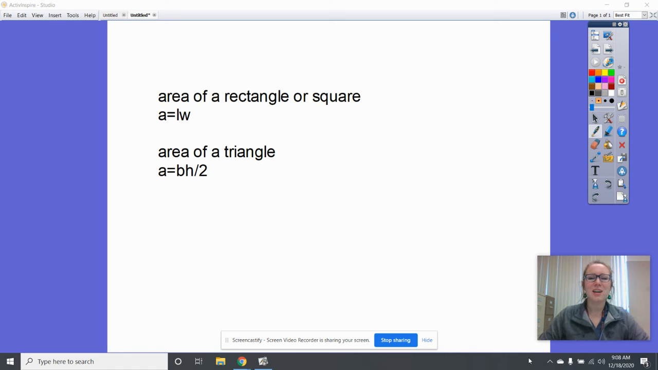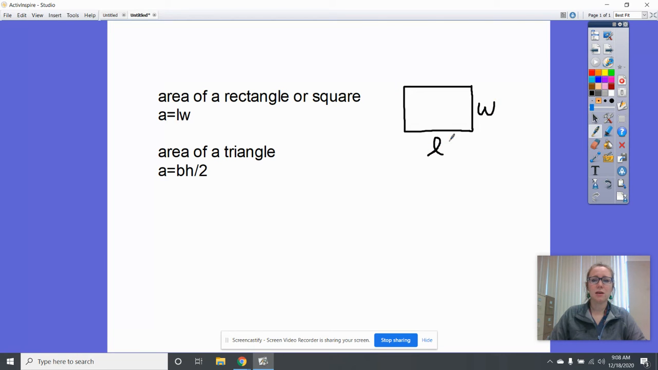Hi, today we're going to talk about finding the area and perimeter of rectangles and triangles. So I have some formulas for area up on the screen right now. The area of a rectangle or a square, it works for both of them, is just the length times the width. Some people call it the base times the height. It's really just one of the sides times the other side.